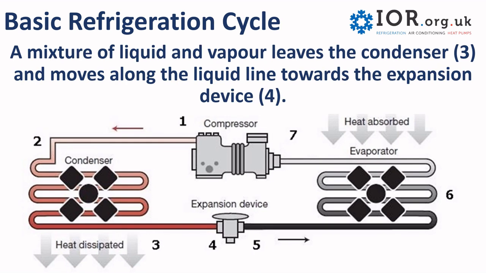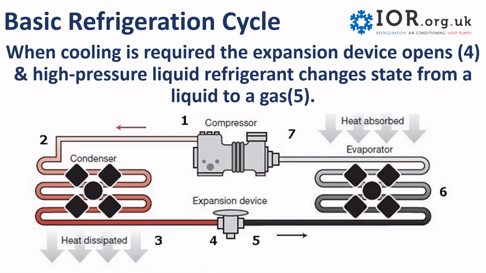A mixture of liquid and vapor leaves the condenser and moves along the liquid line, which is 3, towards the expansion device, which is 4. When cooling is required, the expansion device opens and high pressure liquid refrigerant changes state from a liquid to a gas in the expansion device.